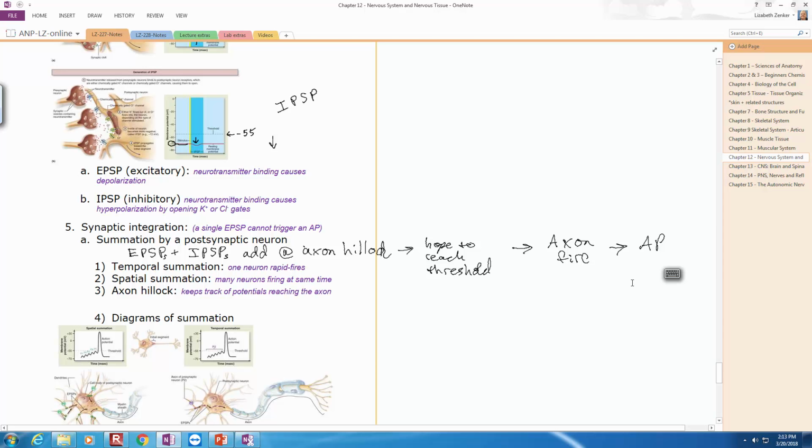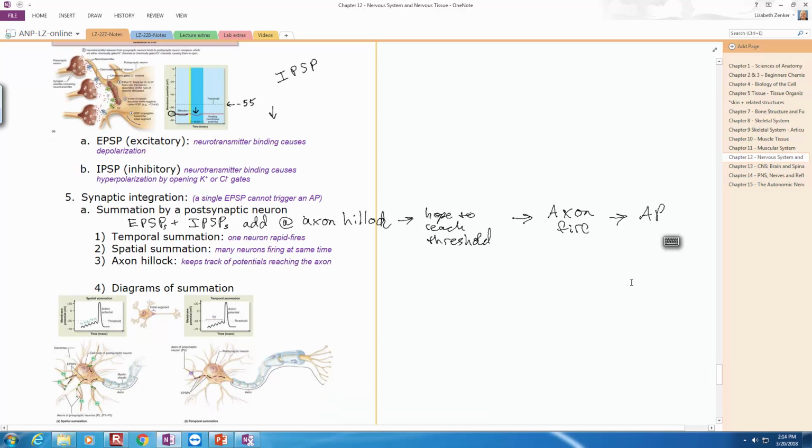Axon hillock means you have to keep track of the potentials reaching the axonal area. So this means you're counting up the IPSPs and EPSPs. You need 15 millivolts, positive 15 millivolts, in order to hit your threshold. Okay, and that would automatically generate your action potential.